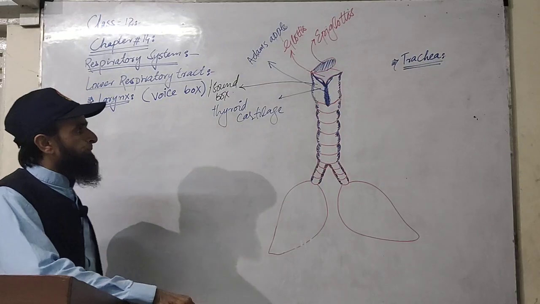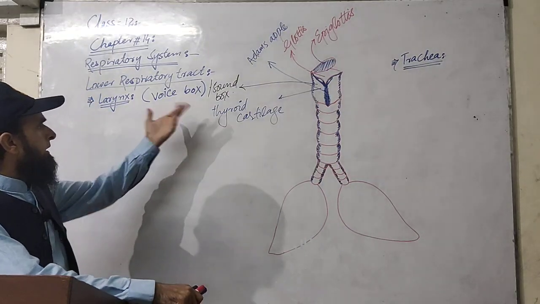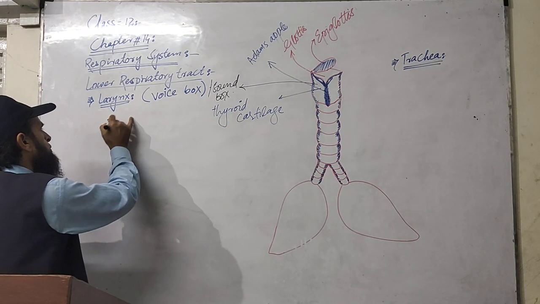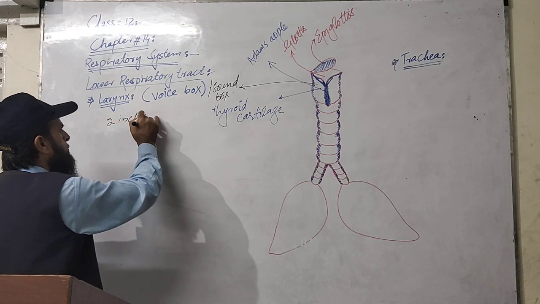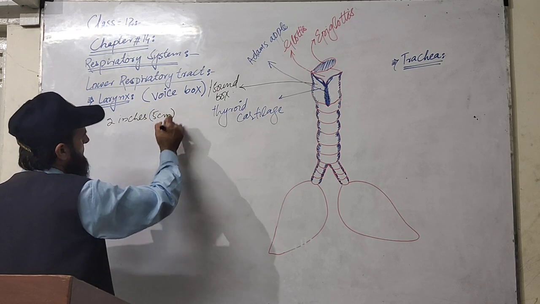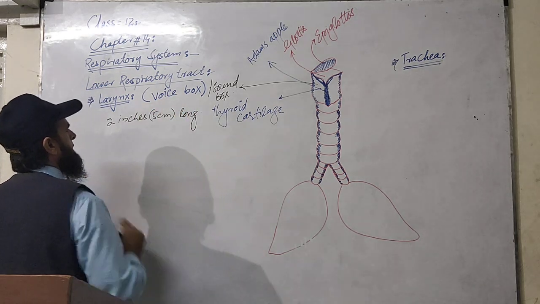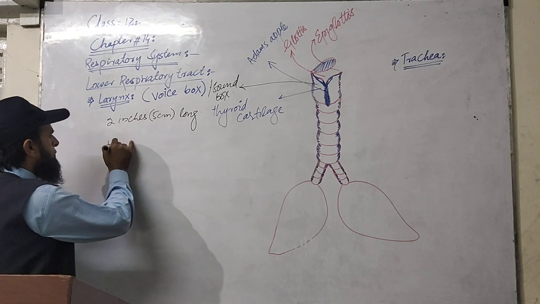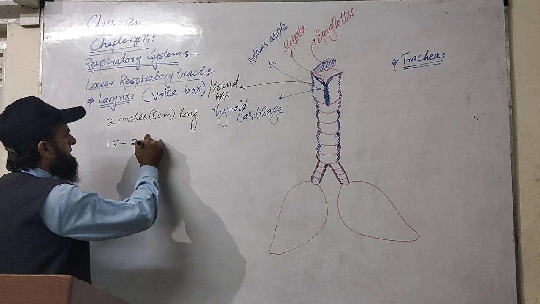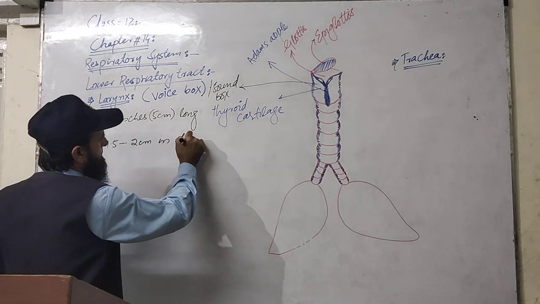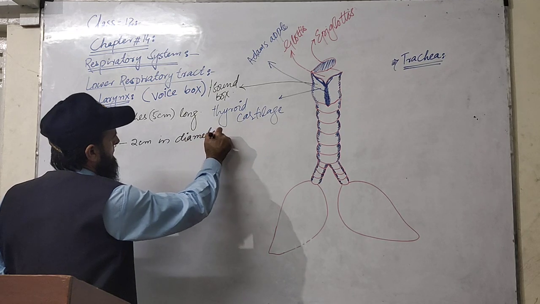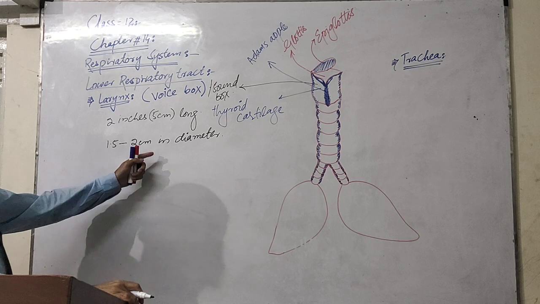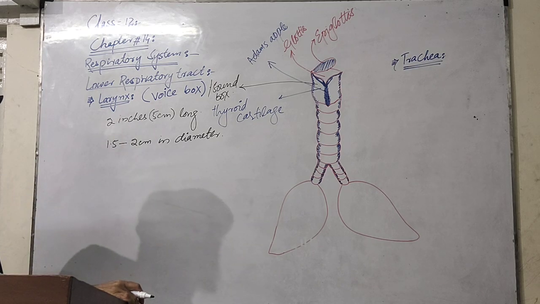Next, about the size of the larynx. It is said that the larynx is about 2 inches, which is about 5 centimeters long, and about 1.5 to 2 centimeters in diameter. This is about the size of the larynx.